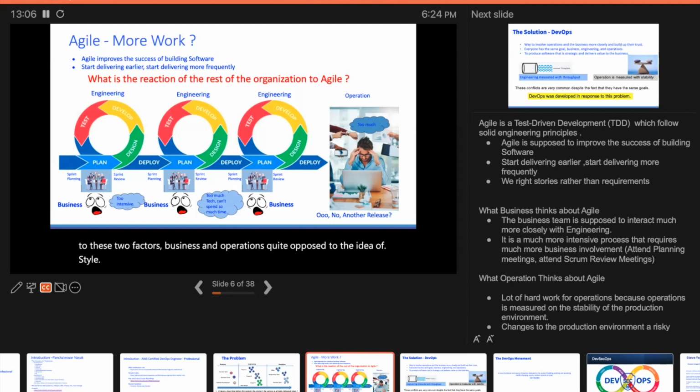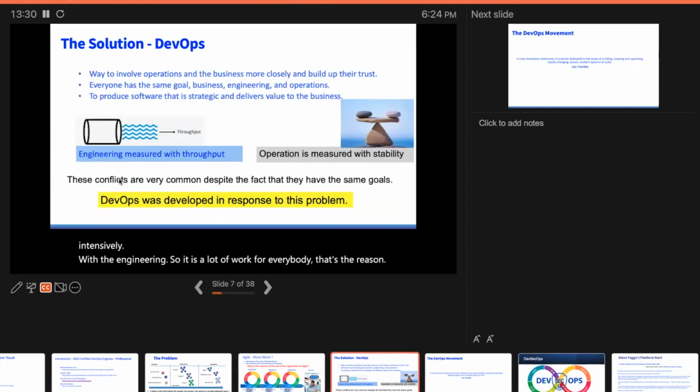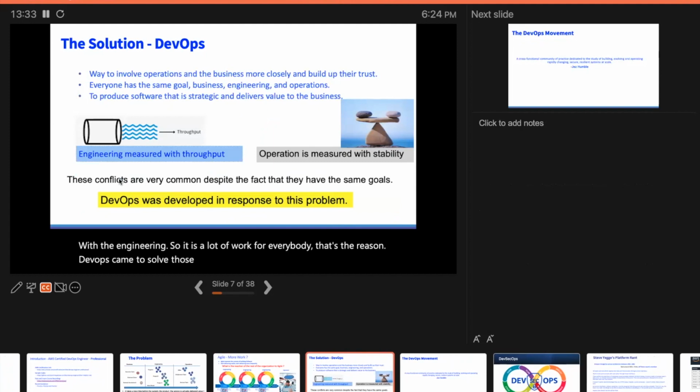Okay, one condition: without DevOps. I have not introduced DevOps yet. Without DevOps, the business has to work intensively with engineering, and operation also has to work intensively with engineering. So it is a lot of work for everybody. That's the reason DevOps came to solve those problems. How can we minimize the work for the business as well as the operation with the introduction of DevOps?